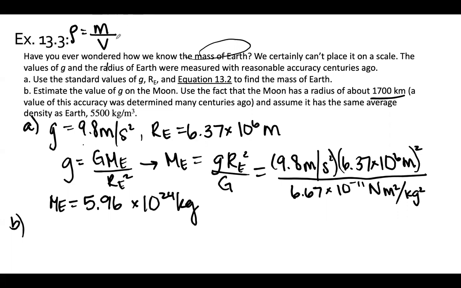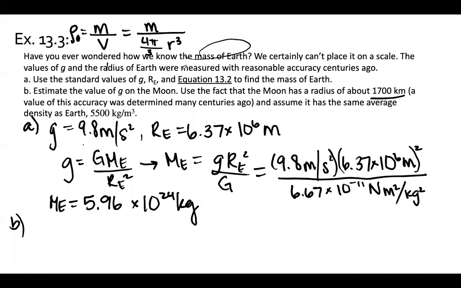For a sphere, our mass is going to be the same, but our volume will be 4 pi over 3 times our radius cubed. This is how you find the density of a sphere, and we're assuming that the moon and Earth are both spheres.